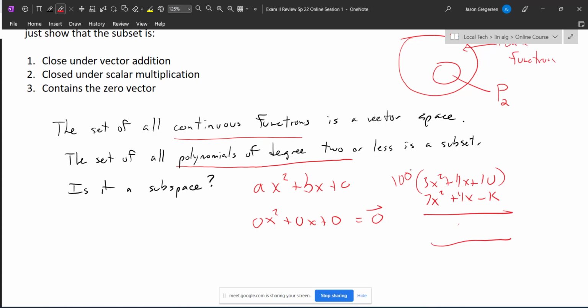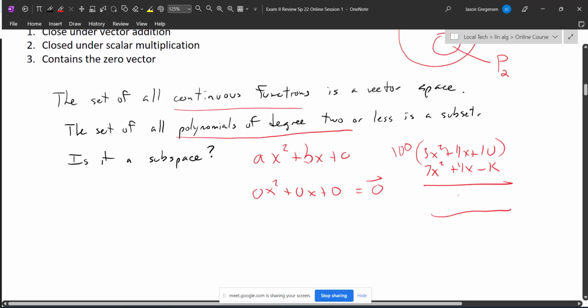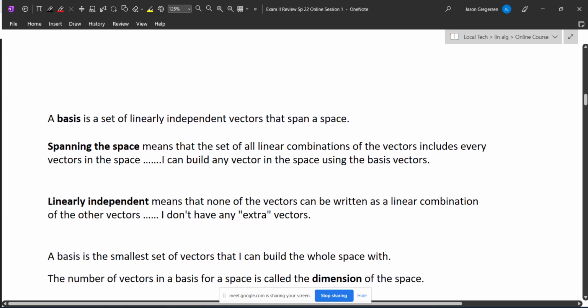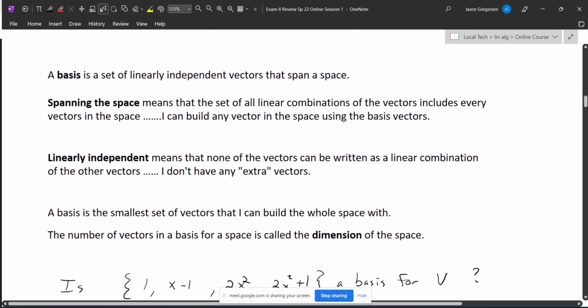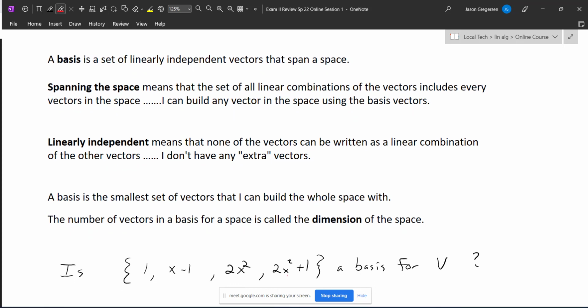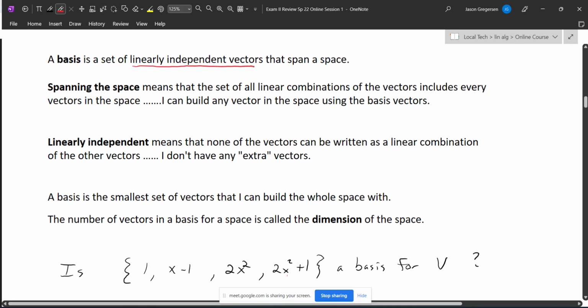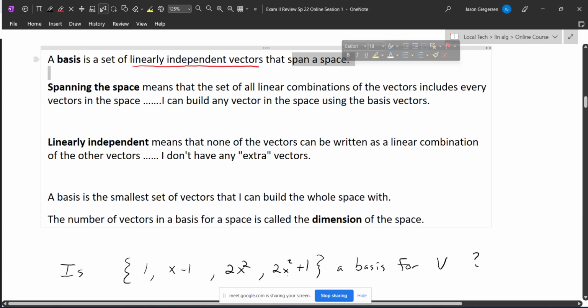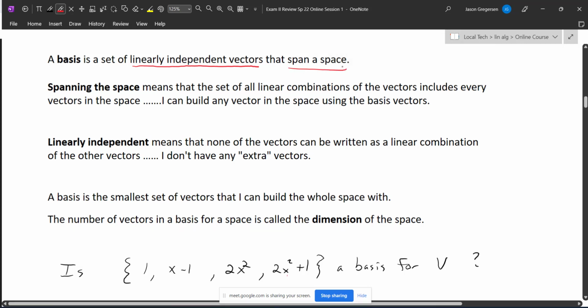And the reason we wanted to categorize sets as vector spaces is because vector spaces had some key characteristics, one of which was that it has a basis. Every vector space has a basis and a dimension. And so we're going to remind ourselves of some vocab. A basis is a set of linearly independent vectors that span a space. And it's always rough when we have vocab words inside of vocab words.